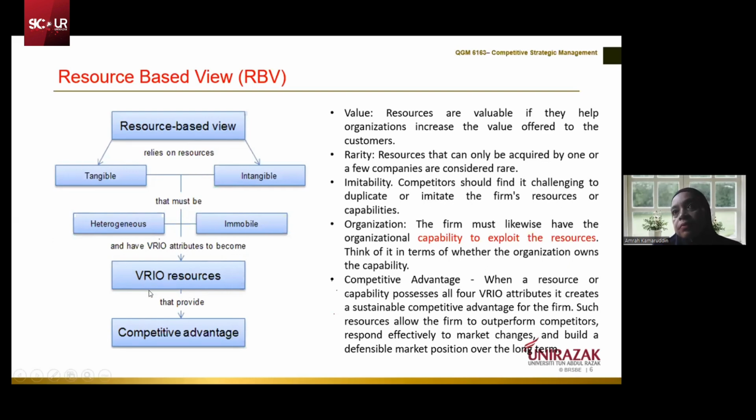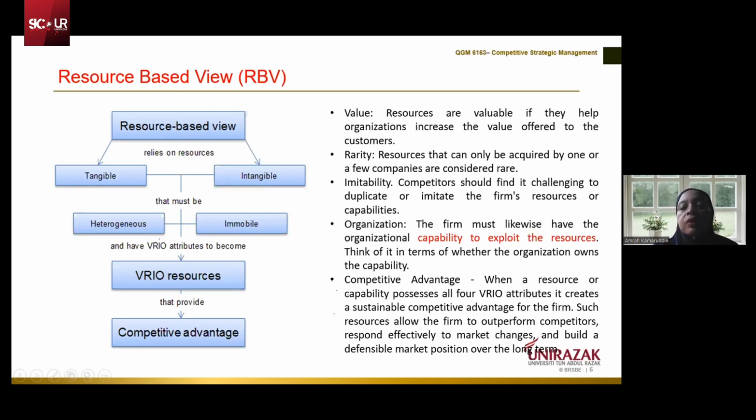Discuss on the variable, the competitive core competencies, discuss on the variable itself. The core competencies is actually the core advantages of your company lah. So again, the core competencies, discuss on the variable. The four: the value, the rarity, the imitability, and also the organization.